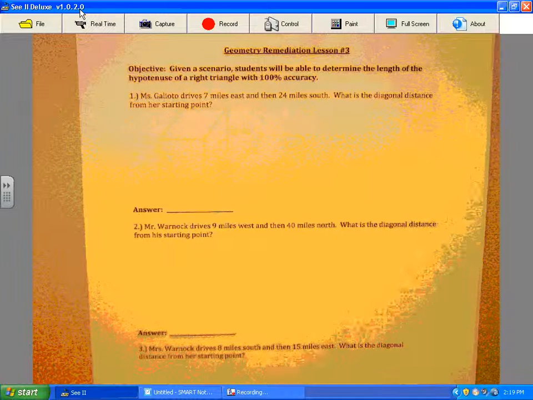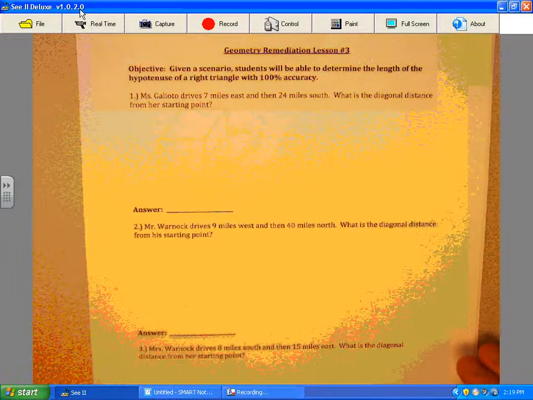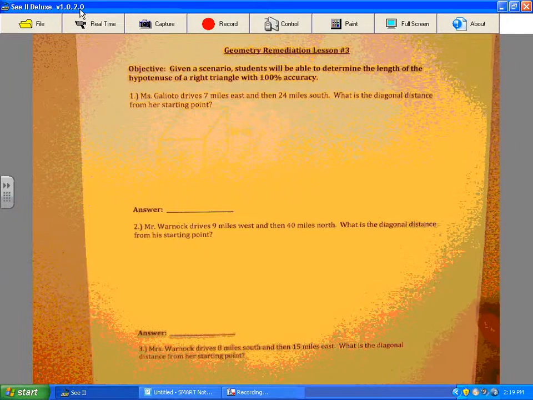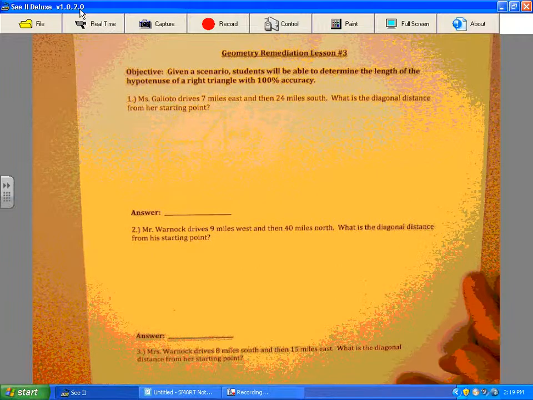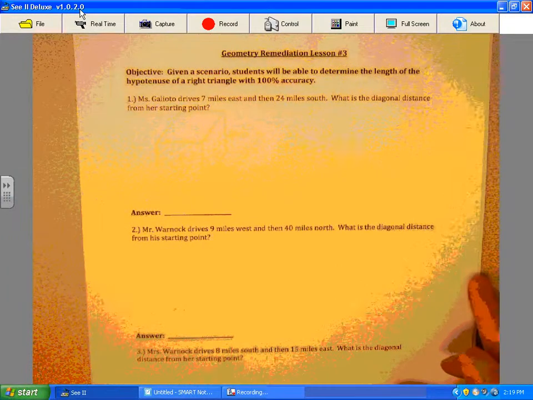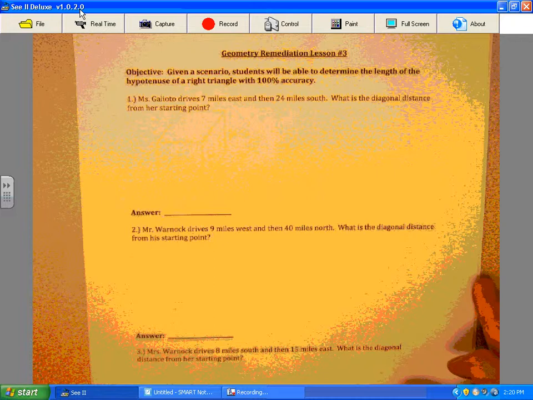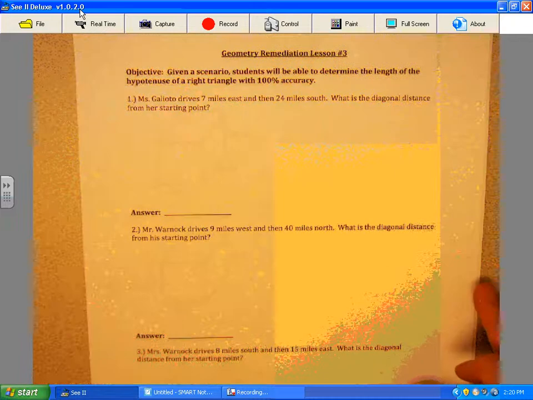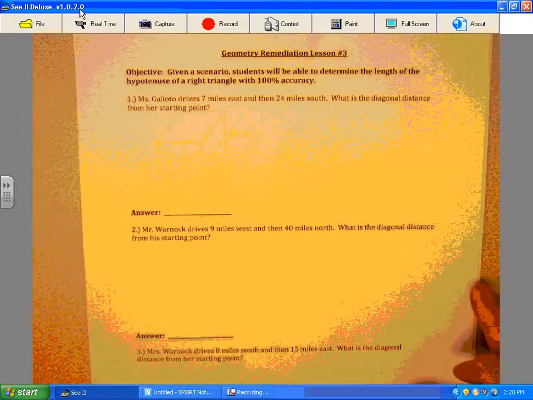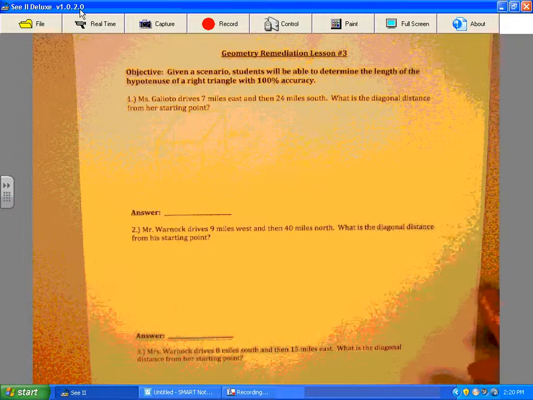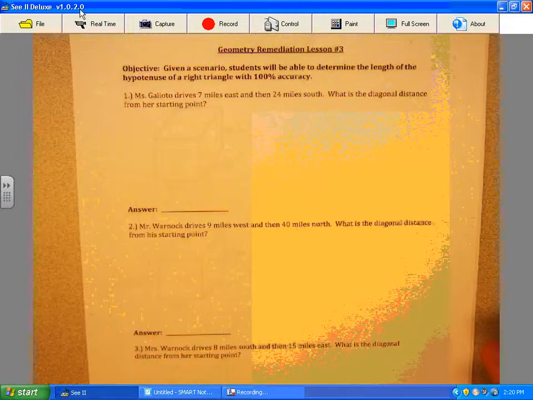Okay, welcome back to the third lesson here for geometry remediation. Looking at the lesson here, you can see that the objective is, given a scenario, students will be able to determine the length of the hypotenuse of a right triangle with 100% accuracy. So let's go straight into example 1.